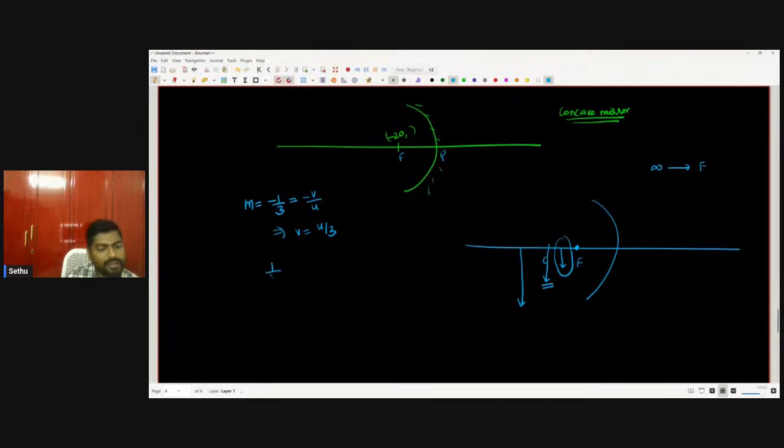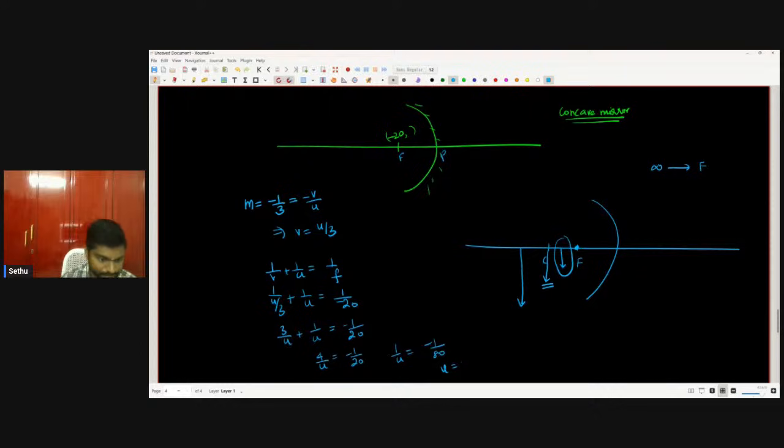Now when you use the formula 1 by v plus 1 by u is equal to 1 by f, everything is in coordinates. So 1 by v, I'm writing it as 3 by u, plus 1 by u must be equal to 1 by f, which is minus 1 by 20. So 4 by u must be equal to minus 1 by 20. So 1 by u is minus 1 by 80. u is minus 80. So this is also possible.